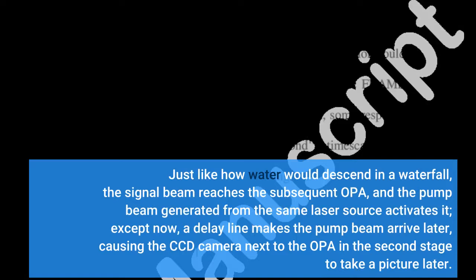Just like how water would descend in a waterfall, the signal beam reaches the subsequent OPA, and the pump beam generated from the same laser source activates it, except now, a delay line makes the pump beam arrive later, causing the CCD camera next to the OPA in the second stage to take a picture.